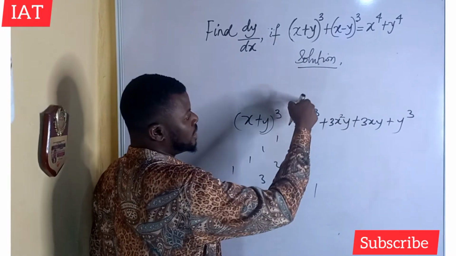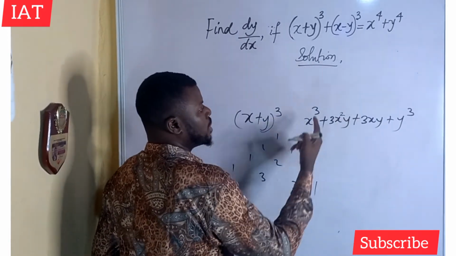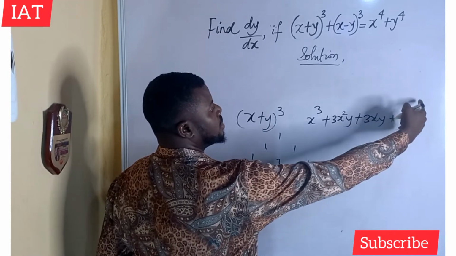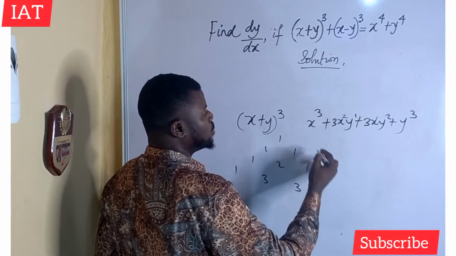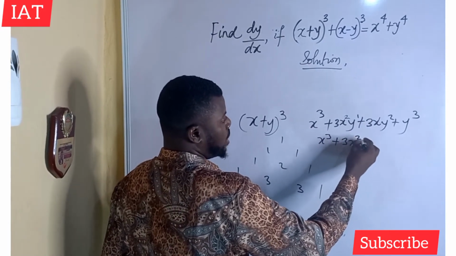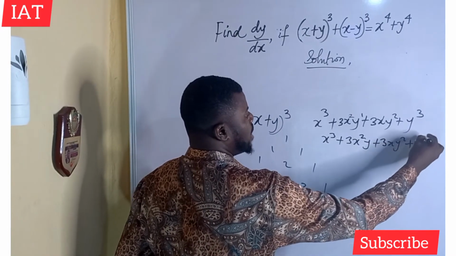When the power of x is reducing, that of y is increasing. So when it reduces to 2 here, here it will be 1. Here y is to the power of 3, here will be 2, and here will be 1. So the result will be x cubed plus 3x squared y plus 3xy squared plus y cubed.